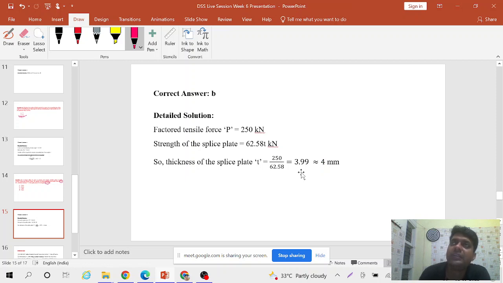But with that we also have to see what are the thicknesses of the members coming into the market. Suppose instead of this 3.99, you get 4.99 mm, so you will round it off to 5 mm. But you have to check whether 5 mm is available in the market or not, because 6 mm you will get, but 5 mm you will not get. So that is why you have to check.